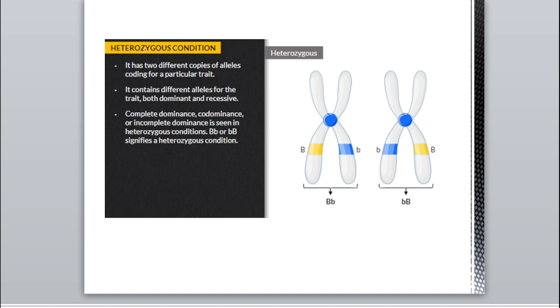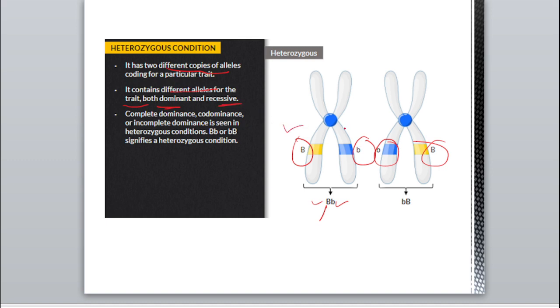Now, heterozygous condition has two different copies of alleles. Like in this case we can see a capital B and a small b, or a small b and a capital B. So this is heterozygous. Hetero means different. So it has two different copies of allele which are coding for a particular characteristic. So it contains different alleles for the trait, both dominant and recessive.